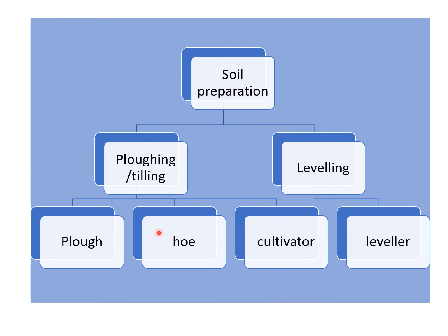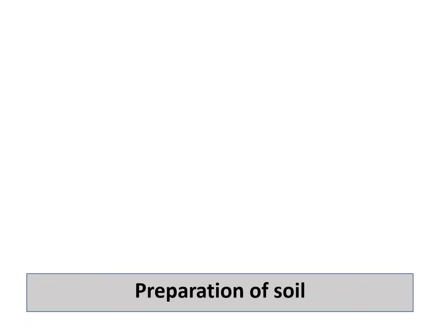The first step in the production of crops is soil preparation. This is a very important step, right? Soil preparation generally involves two things: plowing and tilling, and leveling. Plowing is done by three implements, that is plow, hoe and cultivator, and the leveling of the soil is done by a leveler. So let's understand all these one by one.